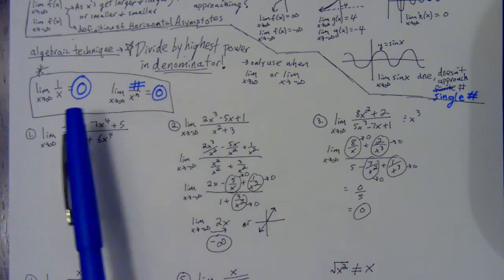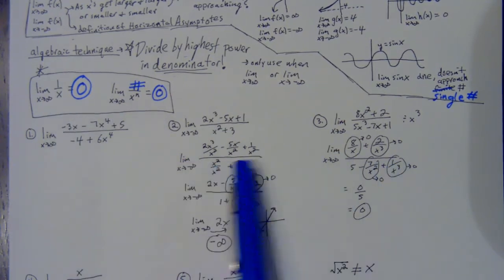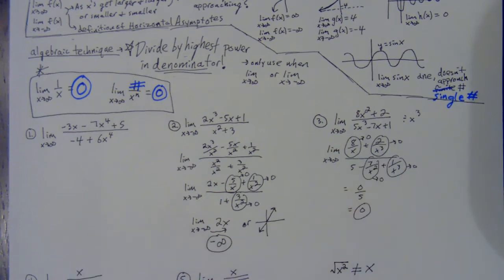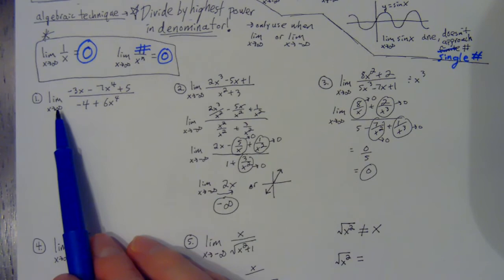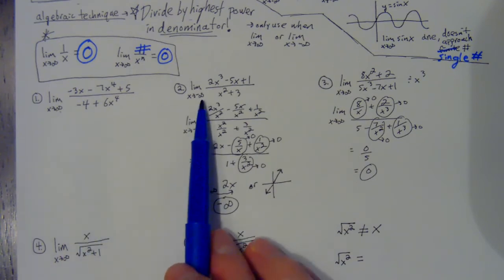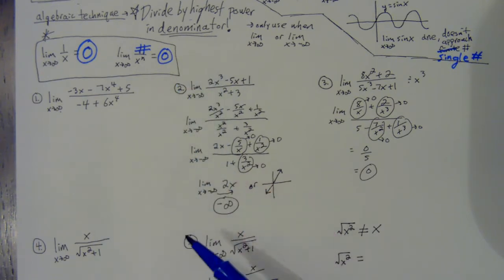So we're going to use that technique on these more complicated looking problems. I already have 2 of them filled in for you. Let's just do one together. So here's the technique when I'm approaching infinity. And it doesn't matter whether I'm approaching infinity or negative infinity, I'm going to do the same thing. So I'm going to divide by the highest power in the denominator.